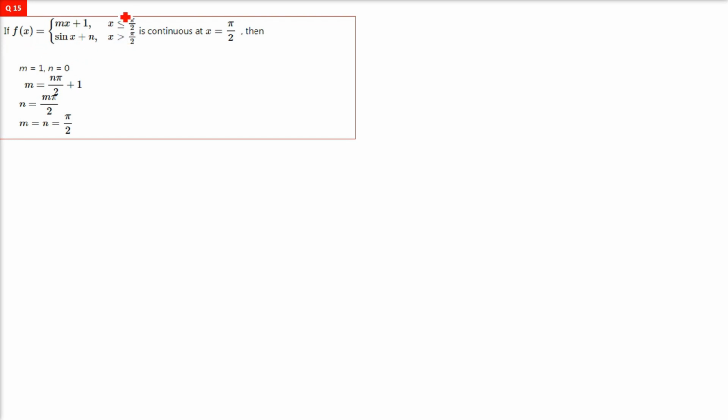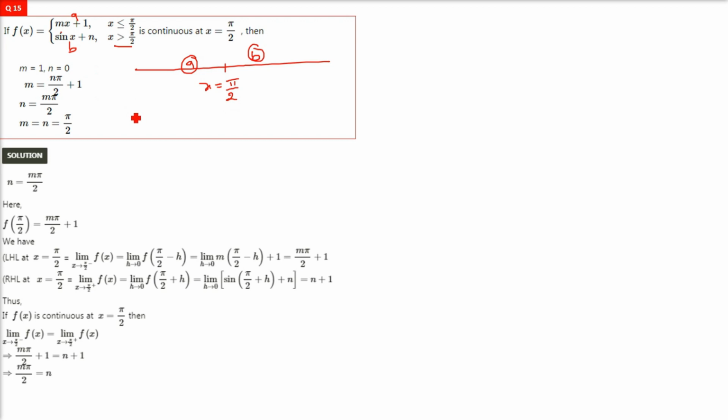If f(x) is this, the point given is pi by 2, and it is told that this function is continuous at x equals pi by 2, that is 90 degrees. If you assume the first function to be a, on the left of pi by 2 we take a, and the second function as b, on the right hand side we take the b function. This is continuous at x equals pi by 2. So which one of these is the correct option?